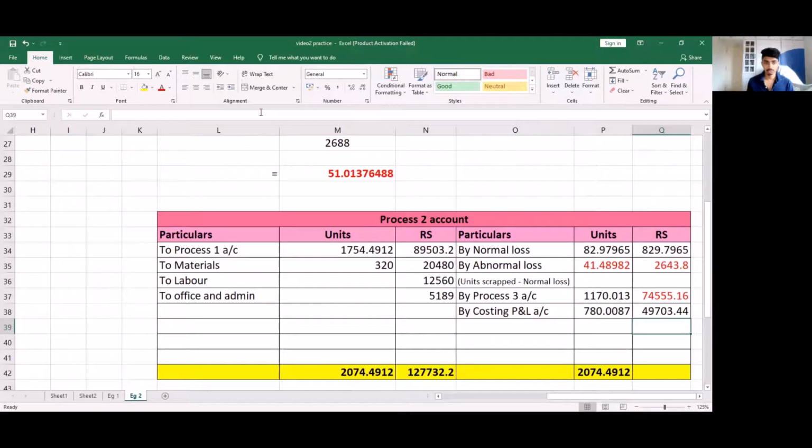If needed, I can also mention over here that this is 60% of, let's just check, 60% of 1950.0217. And mention it in the bracket. I can do this for both. Moving on, we are done with our second process account.